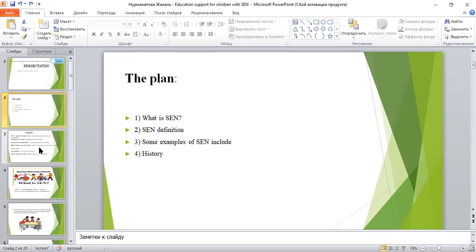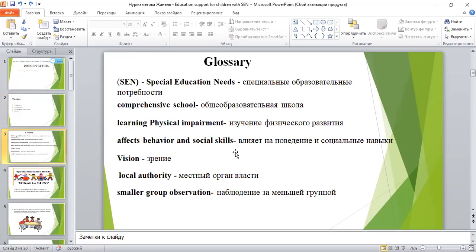Yes. So in this text, we will see other words and word combinations which we'll need to translate now.